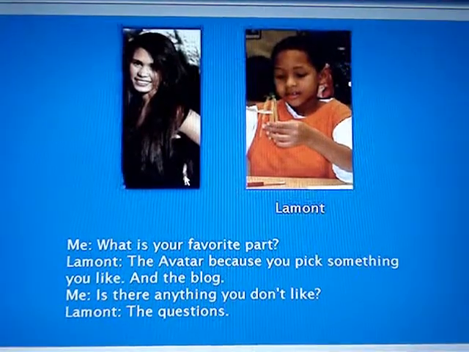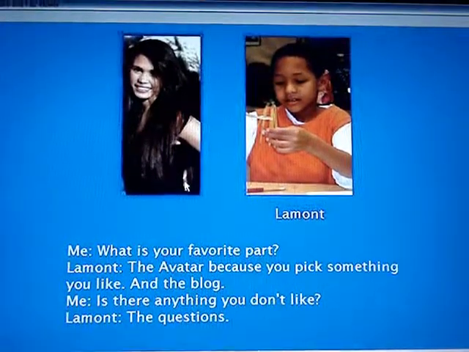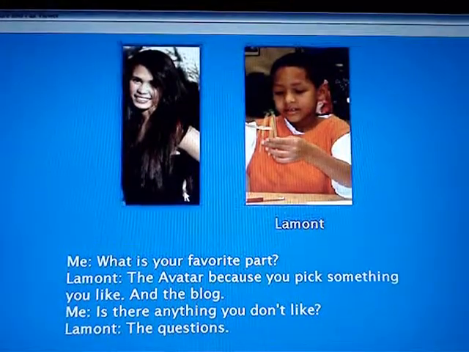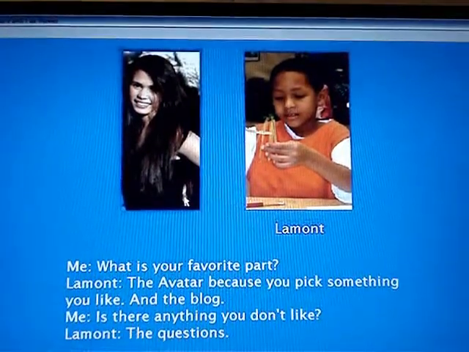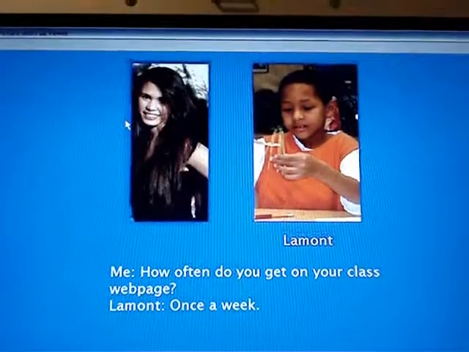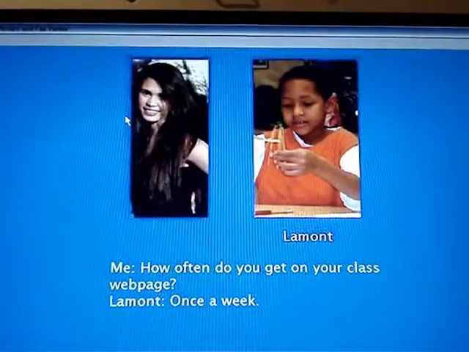I next asked him what his favorite part was. The avatar, he said, because you can pick something you like, and the blog. I asked him if there was anything he didn't like. He said the questions. And Lamont's last question, how often do you get on your class webpage? He said once a week.